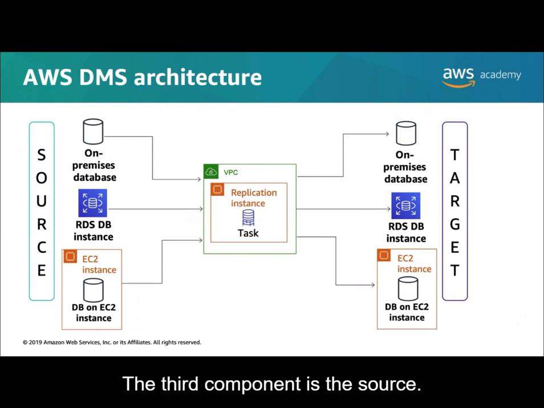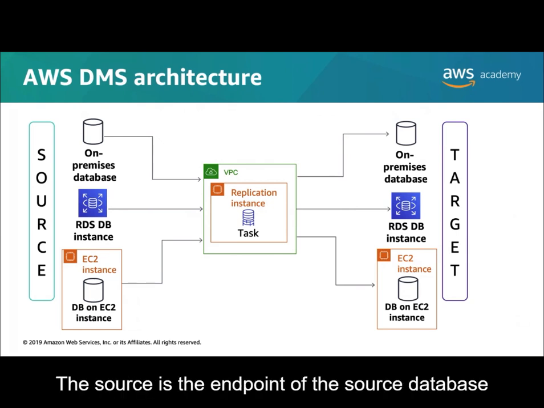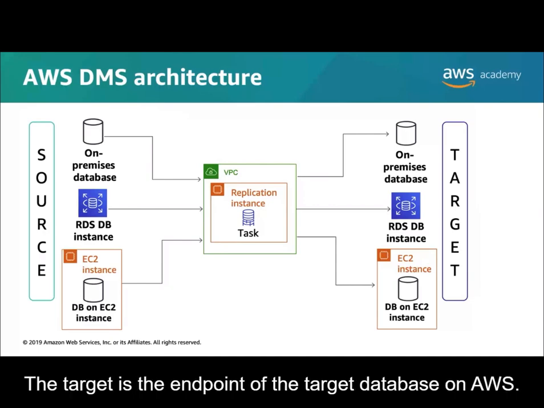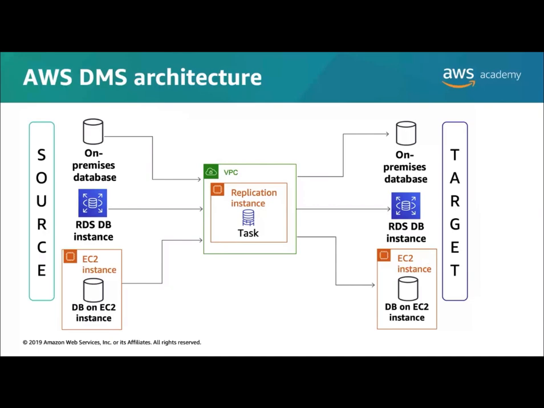The third component is the source. The source is the endpoint of the source database, which can be running on premises, on Amazon RDS, or on Amazon EC2. The final component is the target. The target is the endpoint of the target database on AWS.